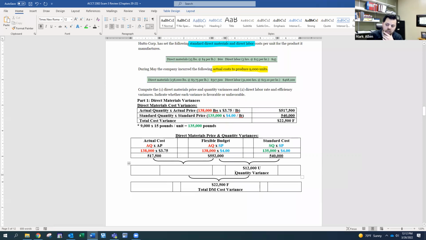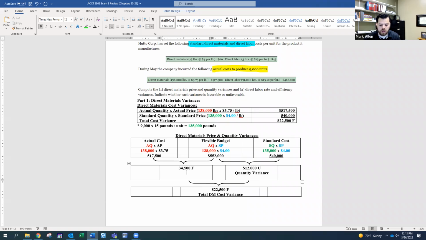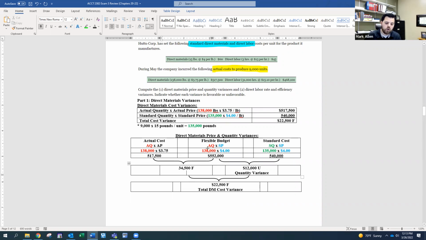Now, continuing our right to left subtraction, we'll compare 552 to 517. When I do that subtraction, 552 minus 517.5, I come out with a total of 34,500. And I get a positive 34,500. So that is favorable. And if you notice, quantity in both of these is fixed, and what's changing is my price. So this is my price variance.